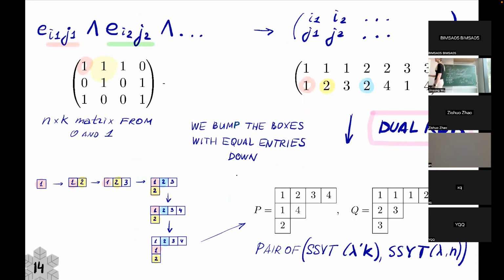So then here we can make a correspondence with this type of sequences. And here again, they correspond to this n times k matrix from 0. So what is such a sequence? Now we can introduce the dual RSK algorithm. How does it work? It works like we bound the boxes with the equal ends and down. So at first we have 1 here, then we stick up the 2 and we stick up the 3.